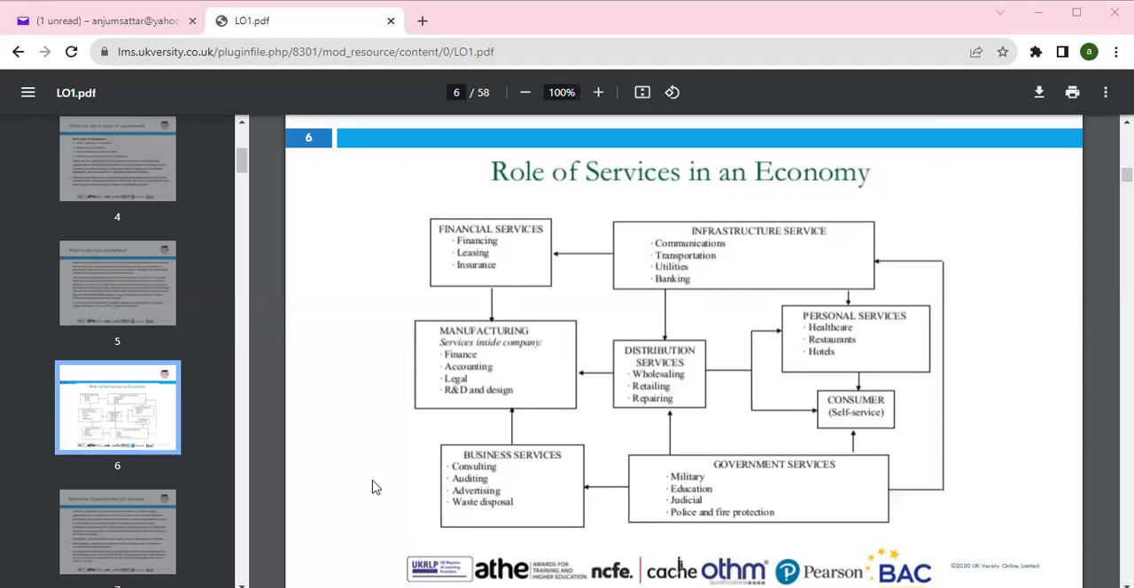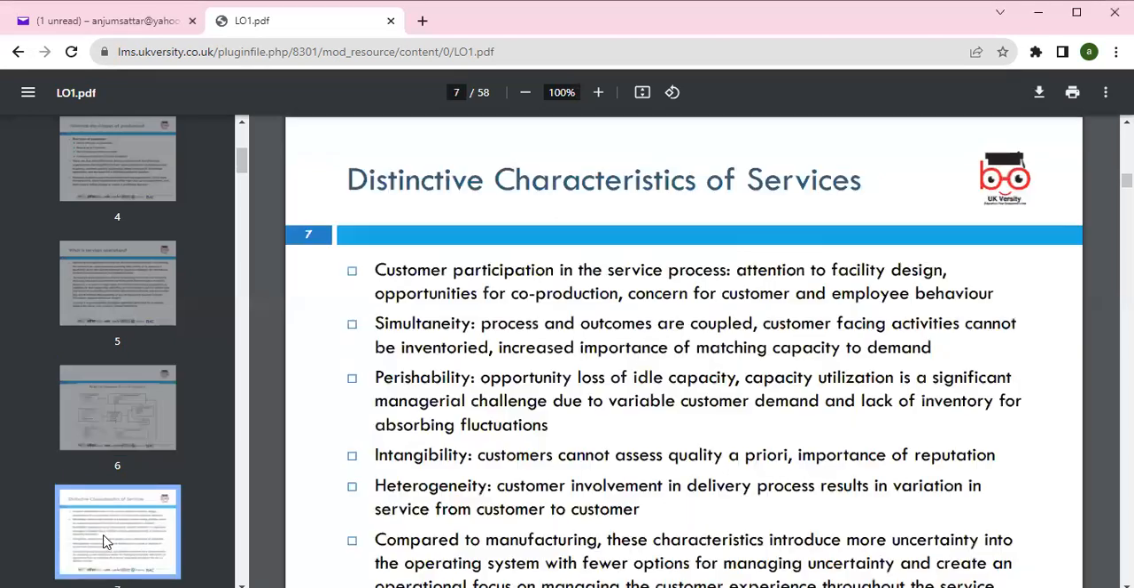We can look at the infrastructure of services like communication and utilities. These are all service industries. We can also look at government, distribution, and personal services. These are the different types of services which together represent the service industry.